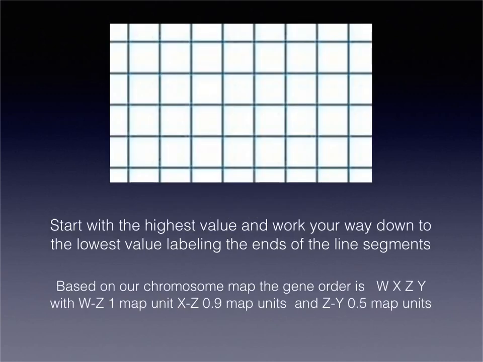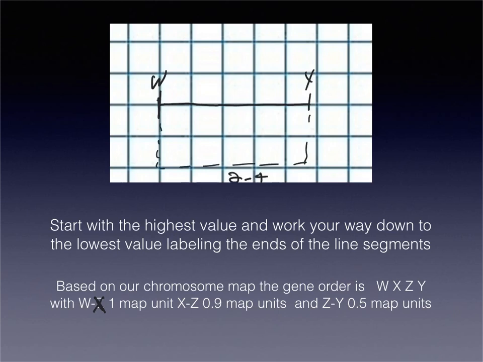First things first, I have to fix this. This is actually WX, so that's an X. To start, we start with the highest value, which is 2.4. So on our line here, we're going to measure 2.4. 1, 2, 4. We're going to mark this end of it as W, and this end of it as Y.